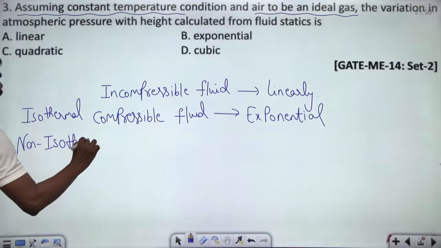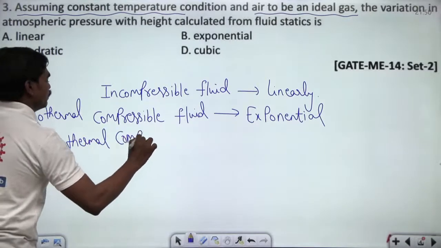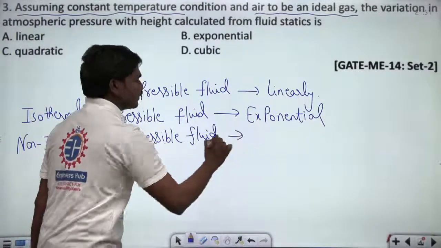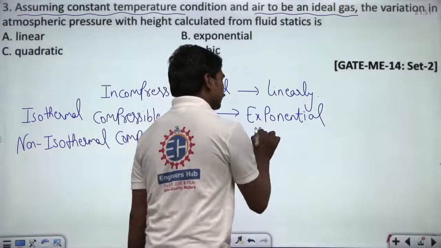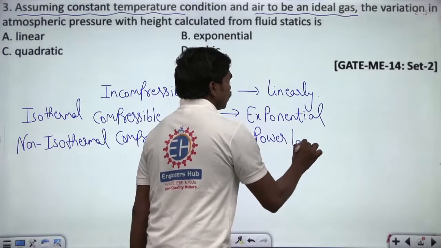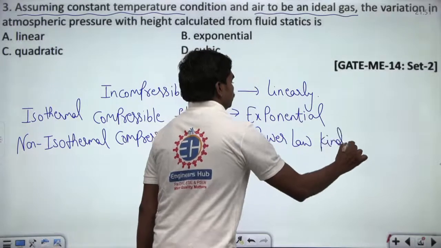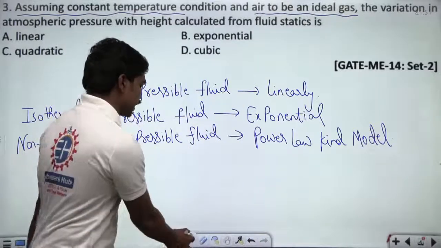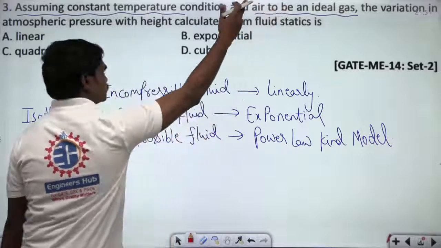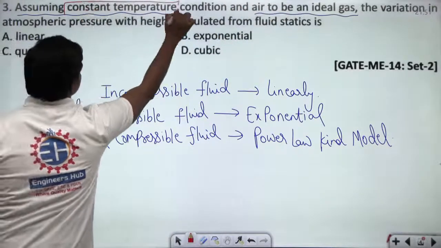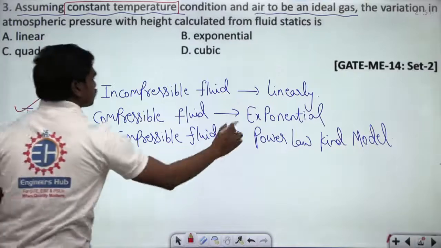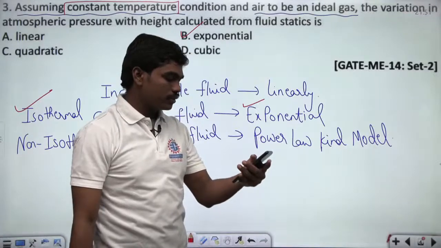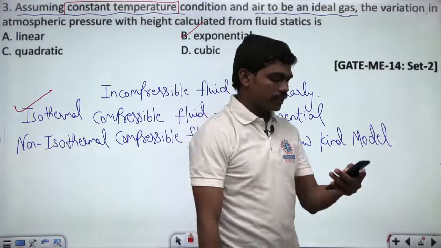And in case of non-isothermal compressible fluid, we got the variation, what's the variation that we got? It's a power law kind of model. Correct? I gave you the derivation for this already. So these are the three variations, and in this case, he is asking you for an ideal gas, which of course means a compressible fluid, and of course assuming constant temperature. So in this case, exponential is the correct choice. Answer B. Yes, it was a question from GATE 2014. You can see there clearly. Yes, B is the correct answer.